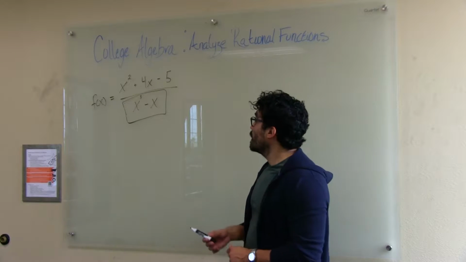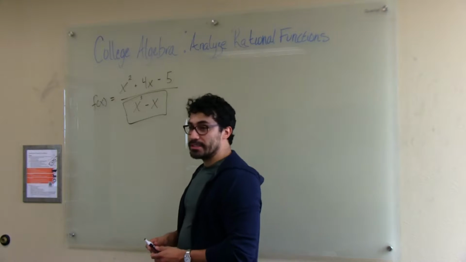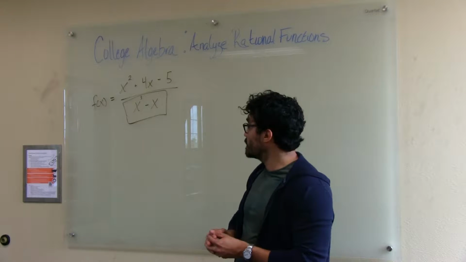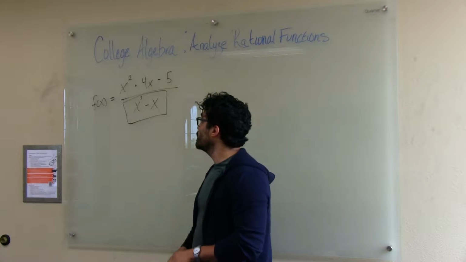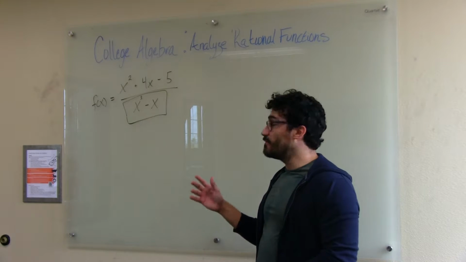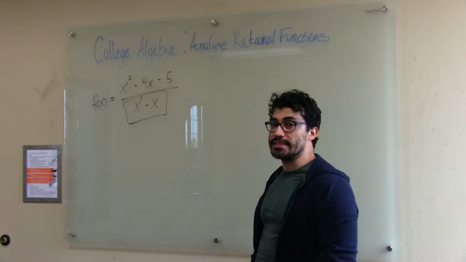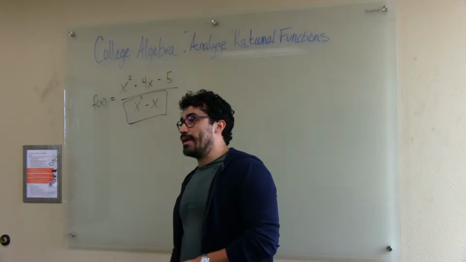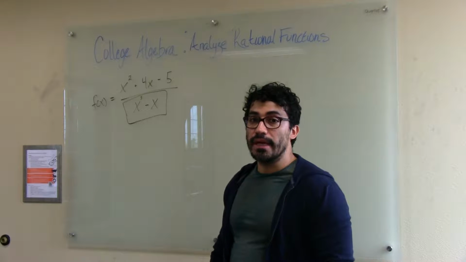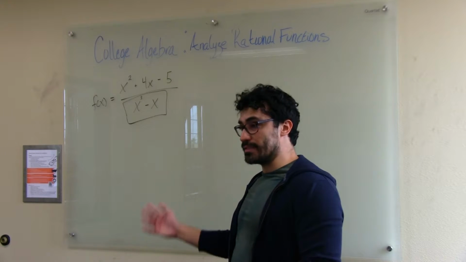Hey, how are you? This is our cooperative project, and the purpose of this project is to analyze the function f of x equals x squared plus 4x minus 5 divided by x cubed minus x. I'll be analyzing it in the two ways of finding the domain and also simplifying this.